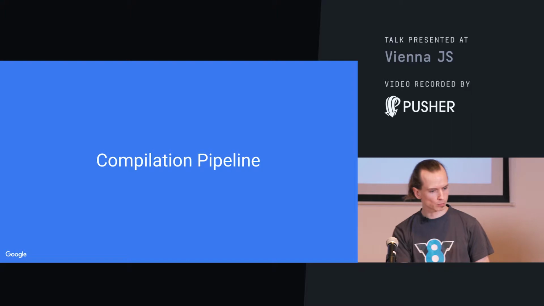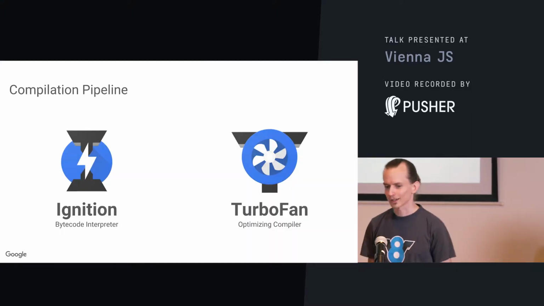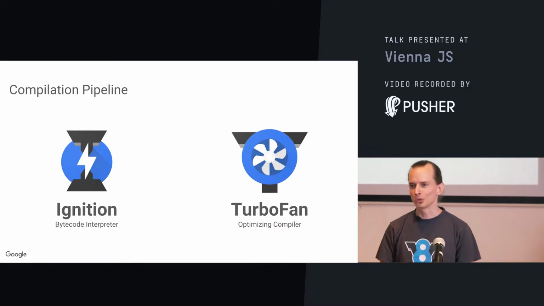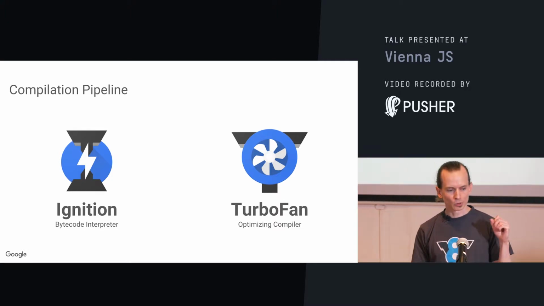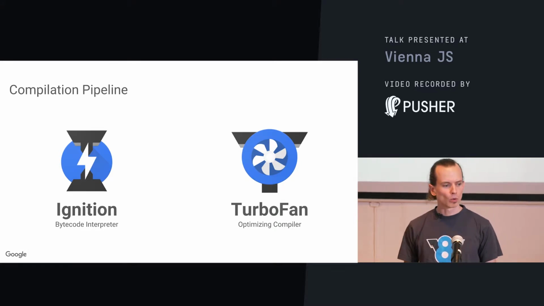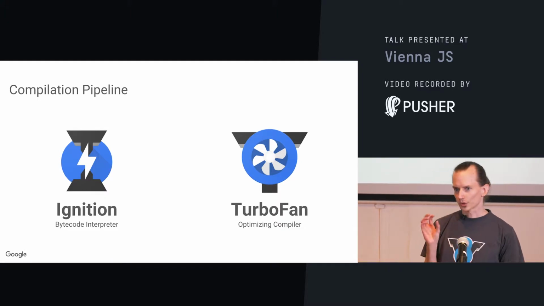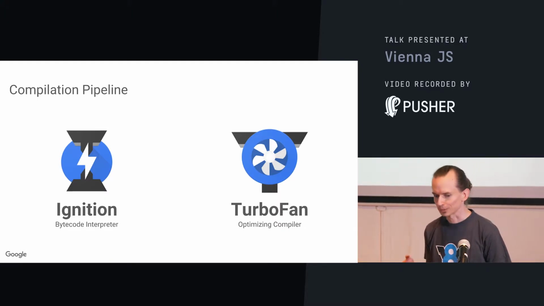All right, let's start with the compilation pipeline. As I said, it's a tale of 2 compilation tiers. The 2 tiers are made up of 2 main components. One is called Ignition, it's a bytecode interpreter. And the second one is called Turbofan, it's the optimizing compiler.